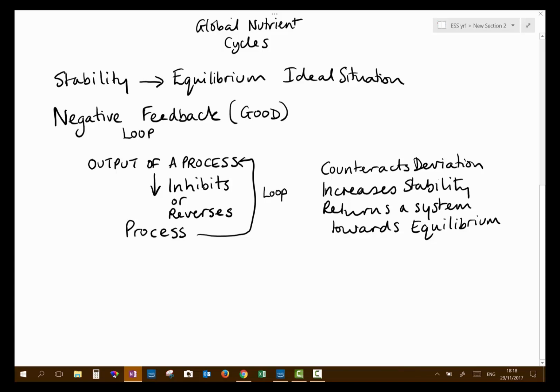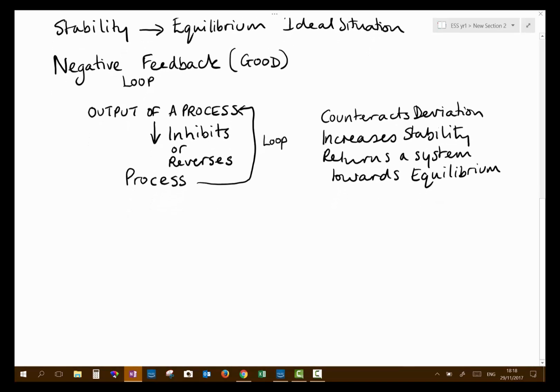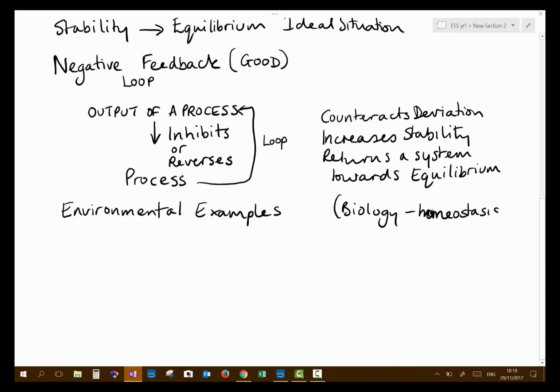But that sounds a little bit theoretical, doesn't it? So we need a nice example. And when we talk about examples in our ESS exams, we really want to be talking about environmental examples. You'll learn about lots of negative feedback loops in other subjects, like biology particularly. So in biology, you'll learn about homeostasis, that keeps the body in a stable, safe equilibrium. But we want to look at environmental examples. So the classic example for ecology is the predator-prey relationship.